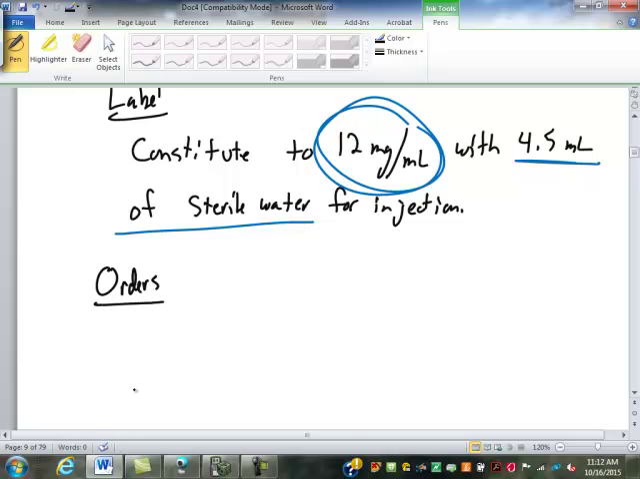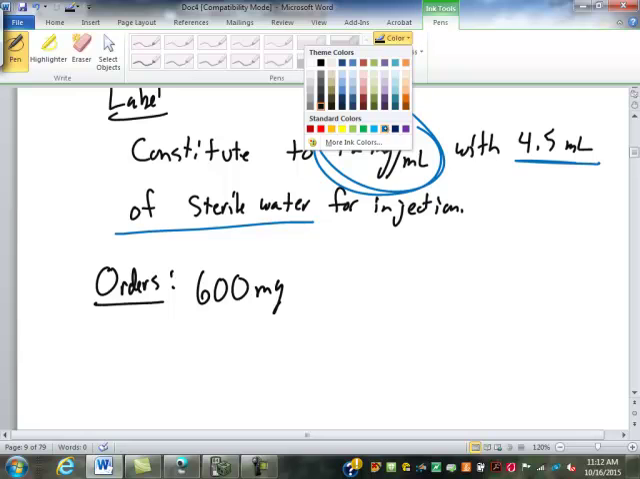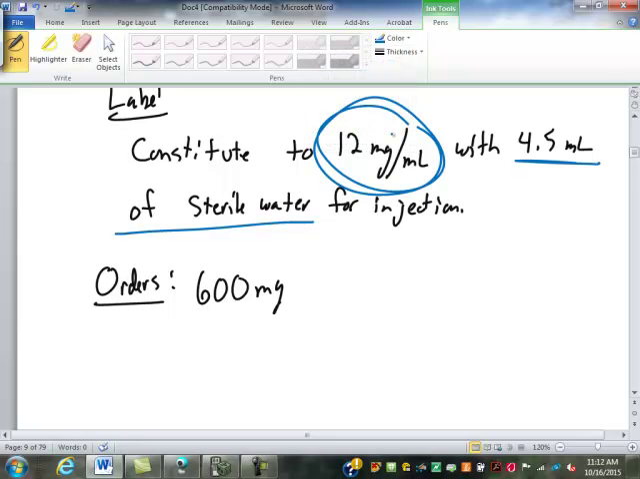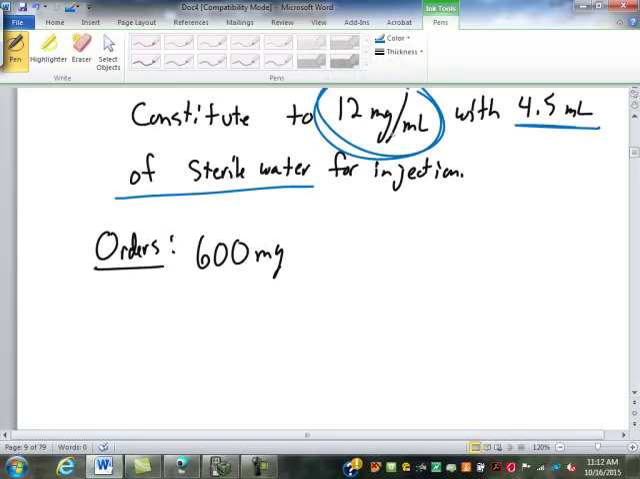So let's say the doctor's orders are 600 milligrams. So let's figure out what we're going to give to the patient. Where do we start? Doctor's orders, 600 milligrams. It's not a rate or a ratio right now, so we make it into a fraction by putting it over 1.